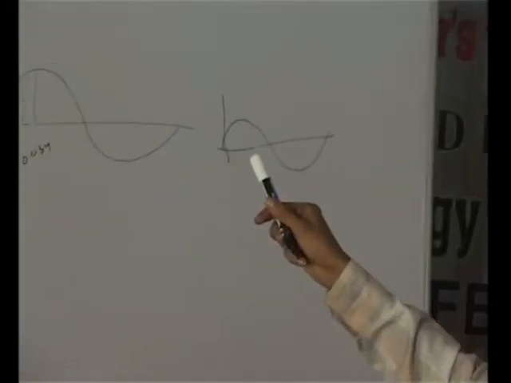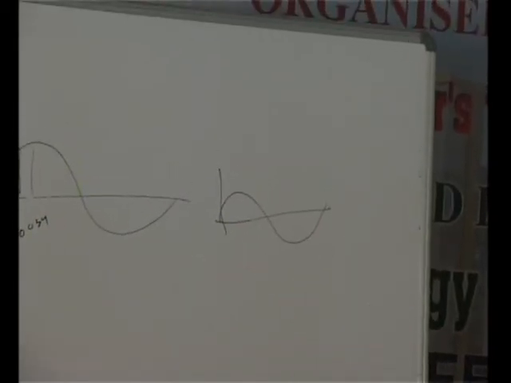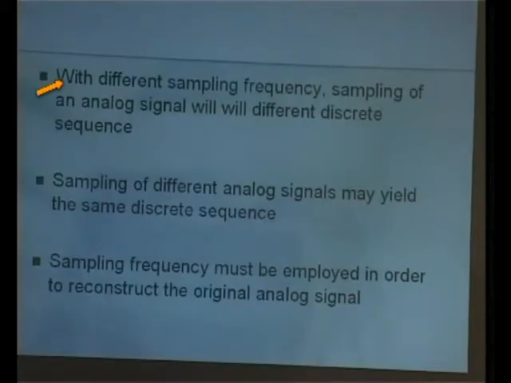With different sampling frequency, sampling of an analog signal will give different discrete sequences. That means you will get a discrete sequence of length 10 or length 20 or length 40 or length 50. Then, sampling of different analog signals may yield the same discrete sequence. Then third one, the sampling frequency must be employed in order to reconstruct the original analog signal. That is the important thing.